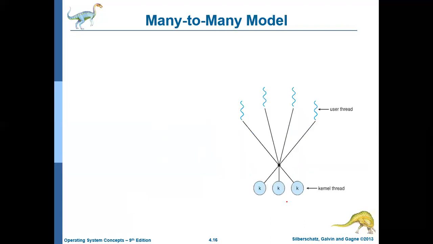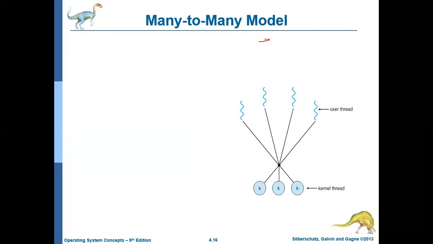So this is how the one-to-one model works. And the next is the many-to-many model. In a many-to-many model, many user threads are connected to many kernel threads. That is, more than one user thread is mapped to either an equal number of or a smaller number of kernel threads.